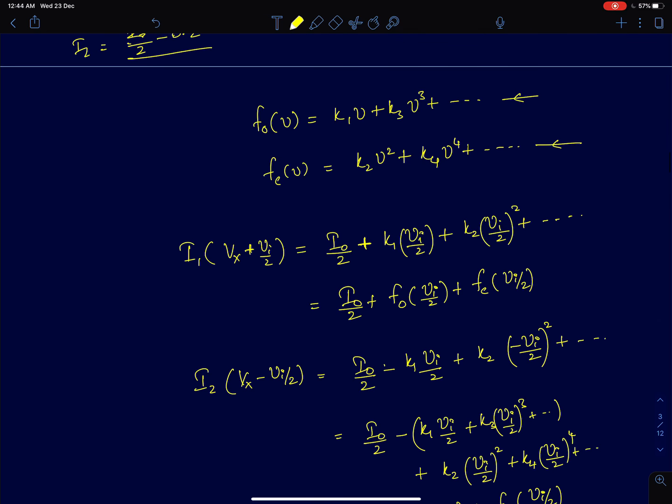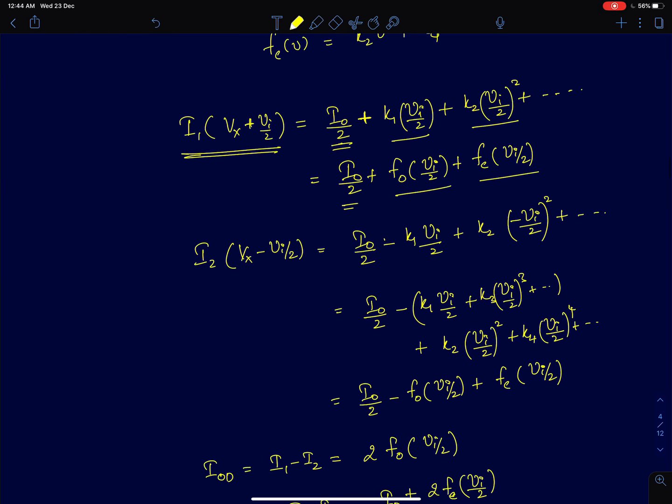So if I try to write an expression for I1 in a generic way, it's going to be I0 by 2. This can be very trivially derived by doing a Taylor series expansion, but I'm more interested in trying to intuitively tell you what's happening in the circuit. So I1 will simply be I0 by 2, which is the constant current flowing, plus the series expansion terms: K1 times Vi by 2, plus K2 times Vi by 2 the whole squared, and so on. I can write it in a simpler way as I0 by 2 plus fo of Vi by 2 plus fe of Vi by 2. So I1 contains both even and odd terms.